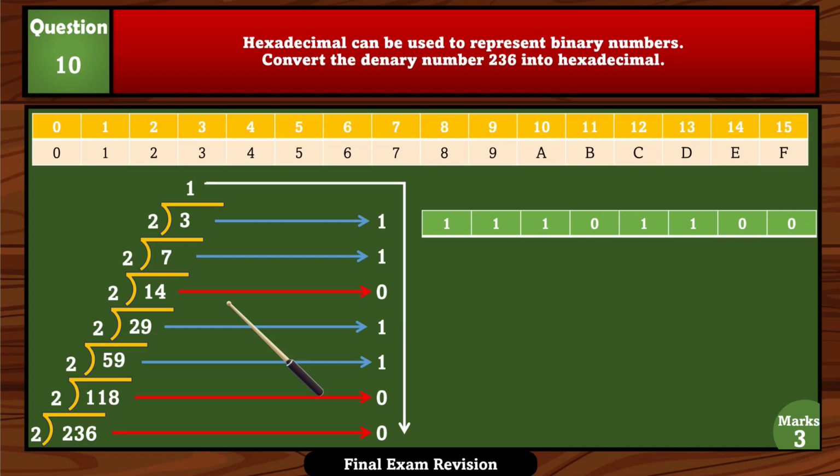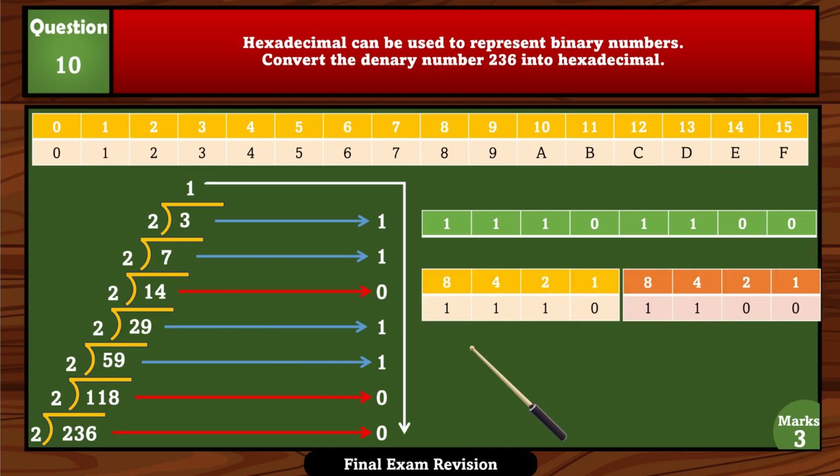same thing. We need to add the numbers. Okay, this is our binary number. We need to split it into groups of 4 bits. And then we add the numbers together. So 8 plus 2 plus 4 is what? Is 14. And then you have 12 here.